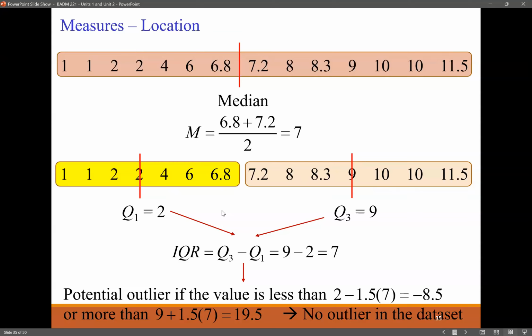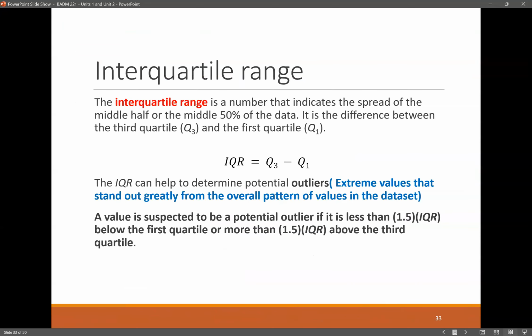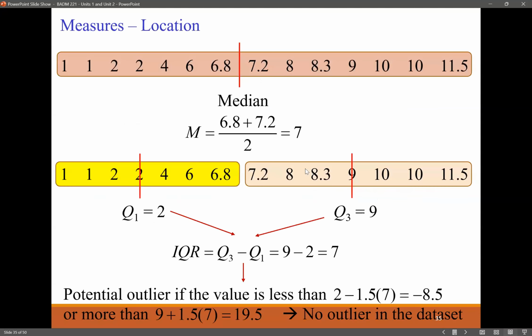To find the quartiles, always remember the data has to be sorted. If it is not sorted, it always has to be arranged first in increasing order and then only you need to find the quartiles. Now the next one is interquartile range. So interquartile range, that is the middle half or middle 50% of the data, which is given by Q3 minus Q1. So Q3 minus Q1, that is 9 minus 2, we got that as 7.